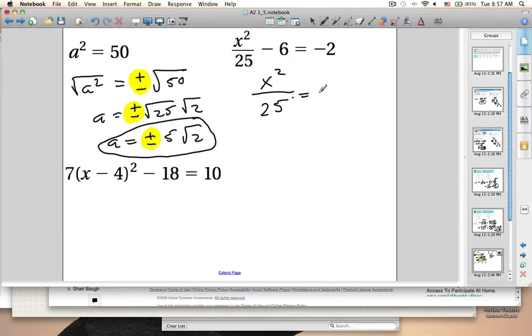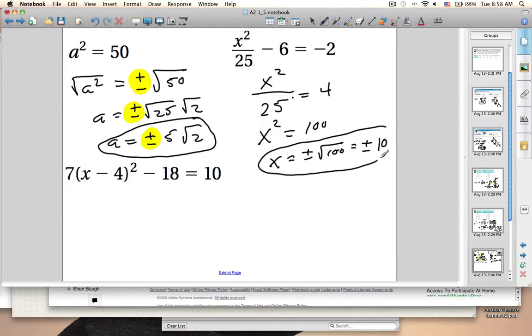Negative 2 plus 6 is going to be 4. Now I'm going to multiply both sides of the equation by 25. That will get me x squared by itself. 4 times 25 is 100. And then I'm going to take the square root of either side, so x will be equal to plus or minus the square root of 100, which is equal to plus or minus 10.